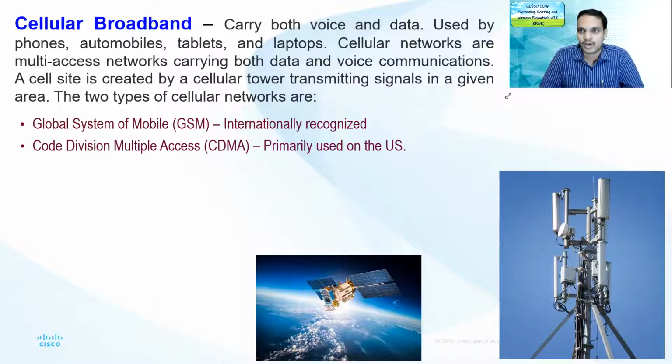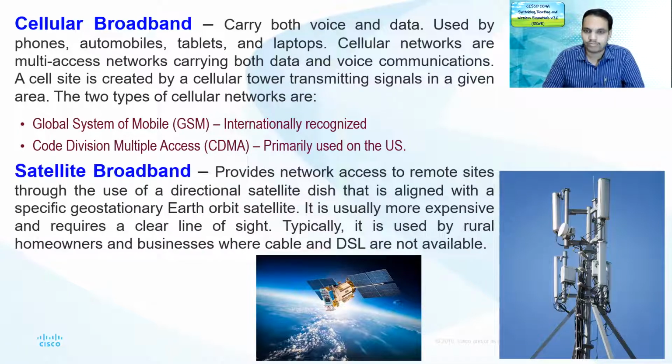Usually it works on the concept of cell sites. A cell site is created by a cellular tower transmitting signals in a given area. The area covered is called a cell. The two types of cellular networks are, the first one, GSM, which we use extensively, Global System for Mobile Communications. It is internationally recognized.